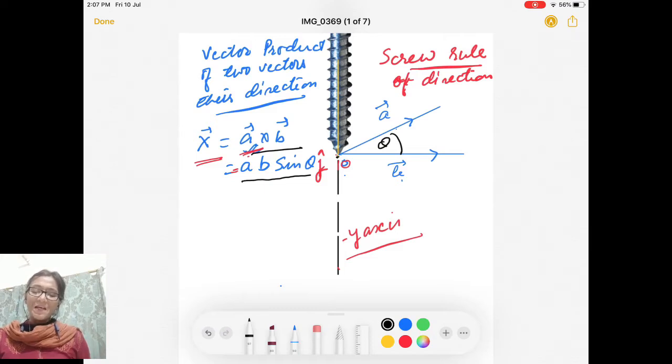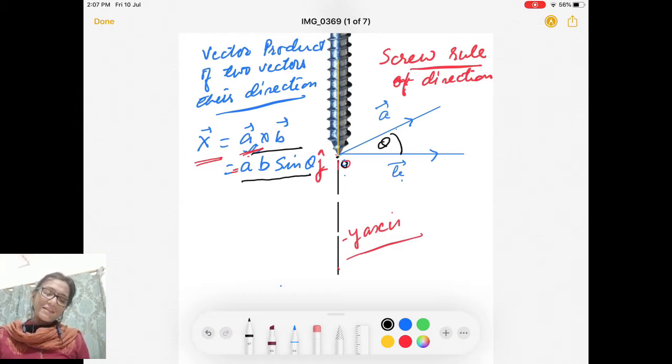Let there be two vectors A and B starting from point O, the origin, and the angle between the two vectors is theta. Then the vector product of the two vectors, A cross B, has magnitude equal to AB sine theta. Now the next thing, the direction.